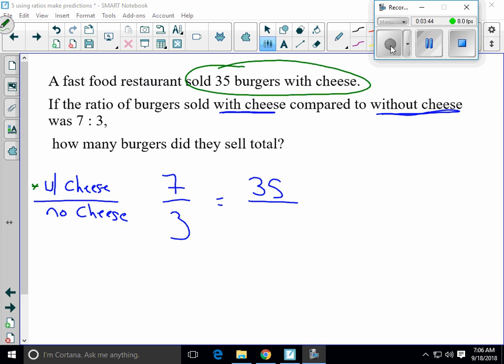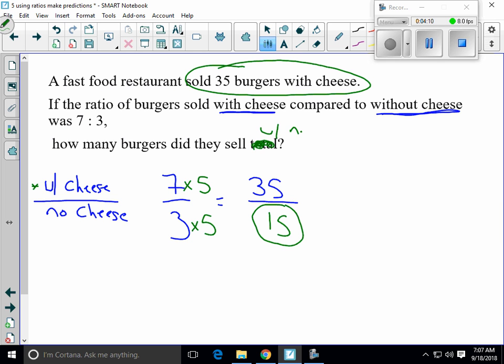So you're asking yourself, 7 times what would get me 35? And I'm going to do the same to the denominator. Well, 7 times 5 is 35, so 3 times 5 would be 15. Your answer would be 15 burgers with no cheese. I'm going to change this question: how many burgers did they sell in total? If they ask for a total amount, that means just add them up. But I'm interested in this new method today.